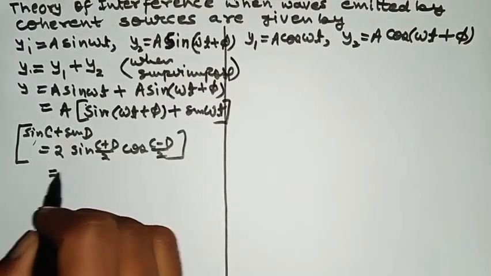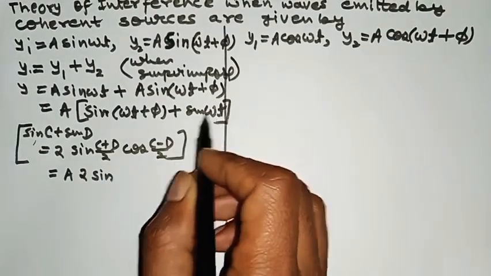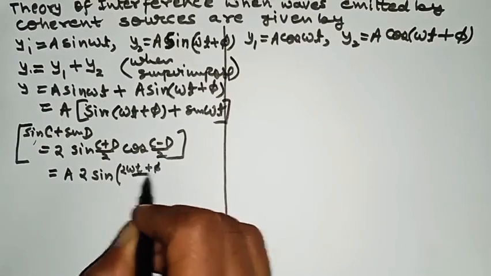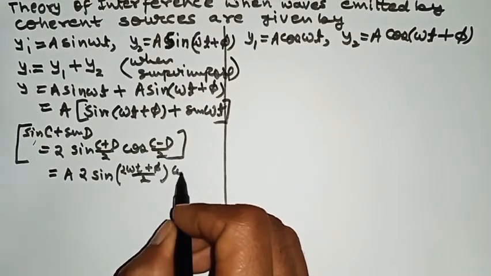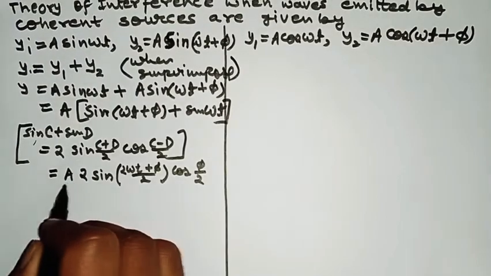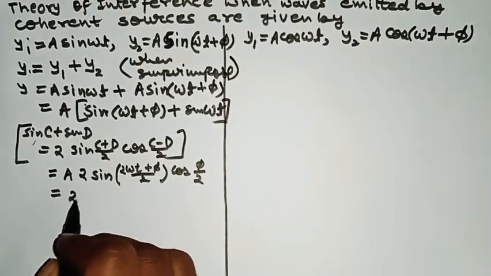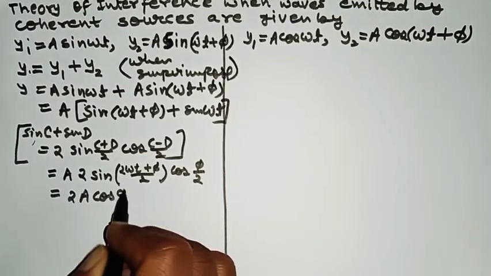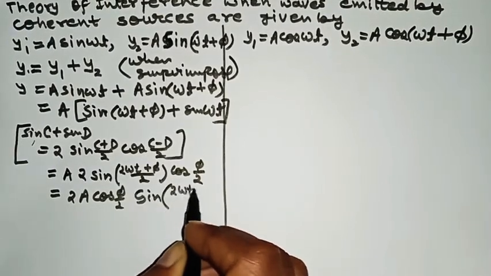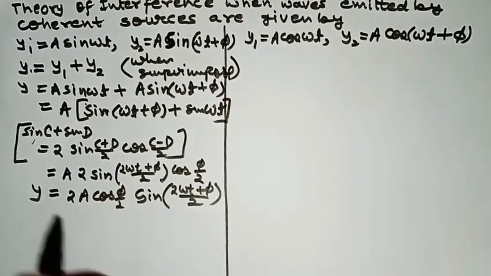Now we will put it here, and it will be A into 2 sine, add both of them, divide by 2, so it will be (2 omega t plus phi) by 2, and cos, subtract both of them, it will be phi by 2. Now, this sine term is the variable term, and the entire remaining term is a constant term: 2a cos phi by 2 sine (2 omega t plus phi) by 2. So this is the final equation for y.